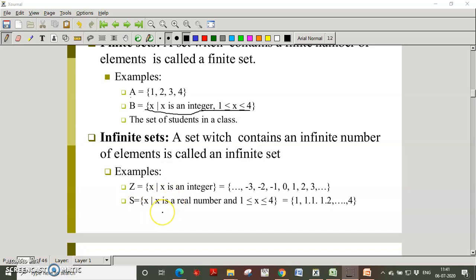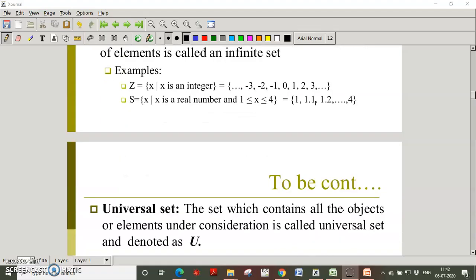Second example is also an example of an infinite set. If you look here, S is the set of x such that x is a real number, so x is greater than or equal to 1 and less than or equal to 4. When you find the real numbers, you can write 1, 1.1, 1.2, 1.3 and so on. So this set contains an infinite number of elements. So this is an example of an infinite set.